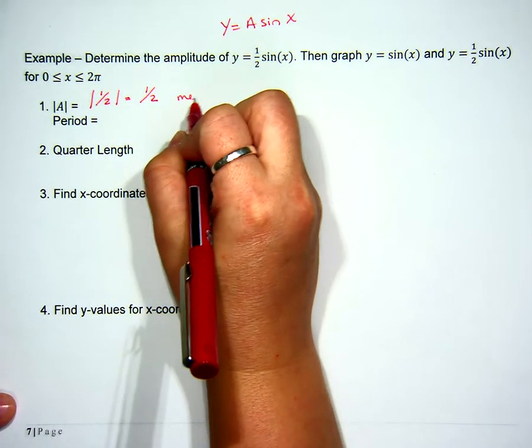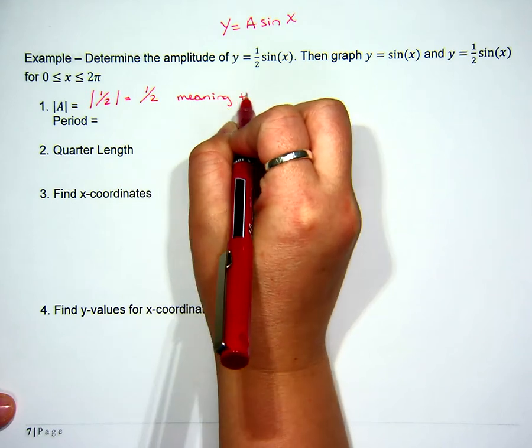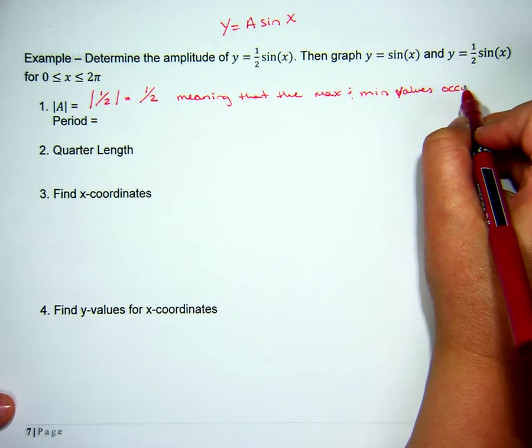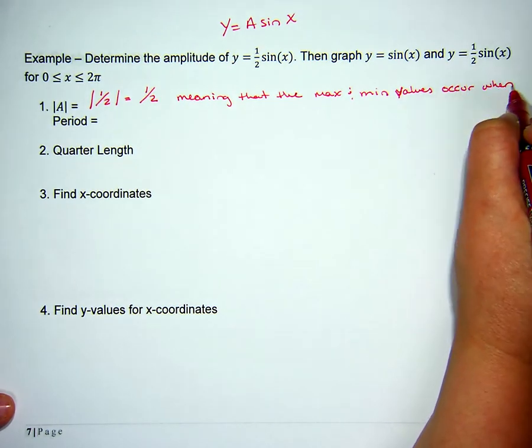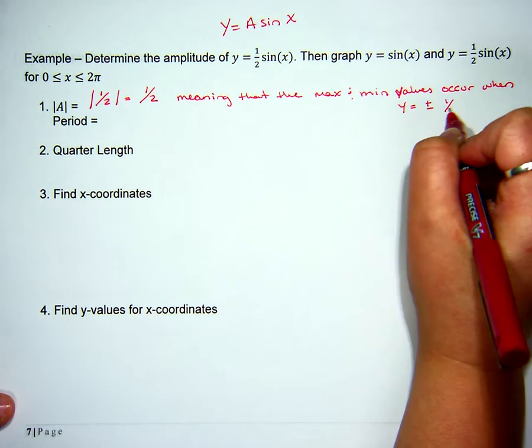This means that the max and min values occur when y equals plus minus a half.